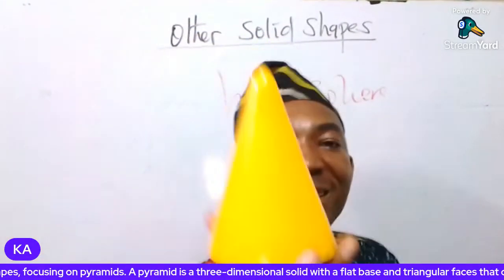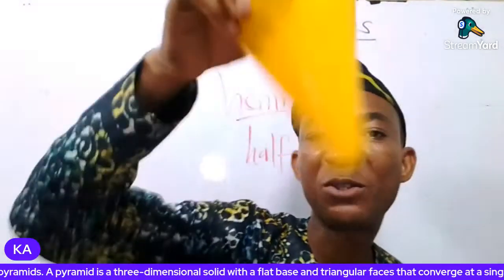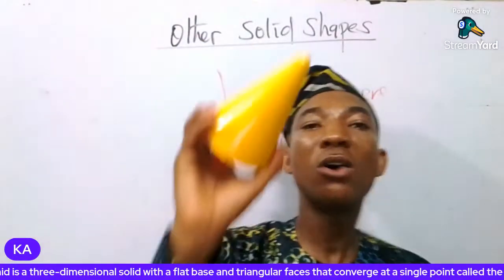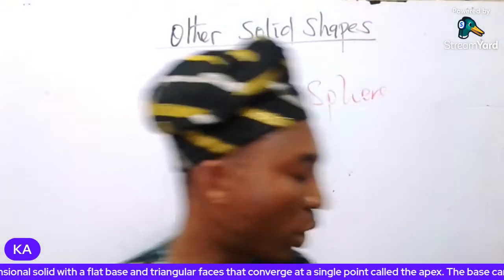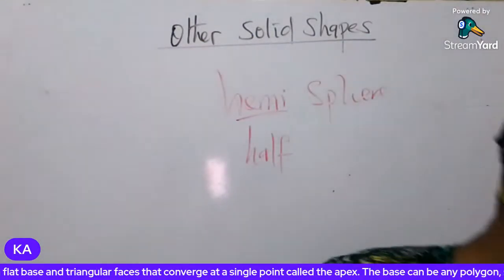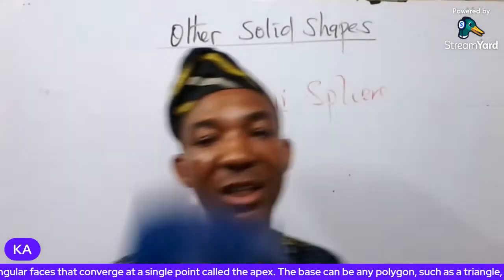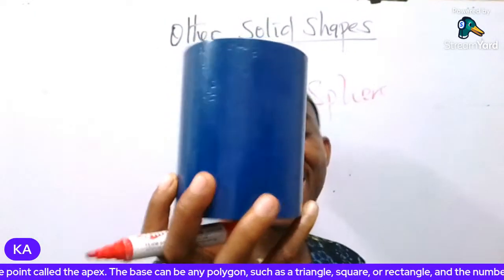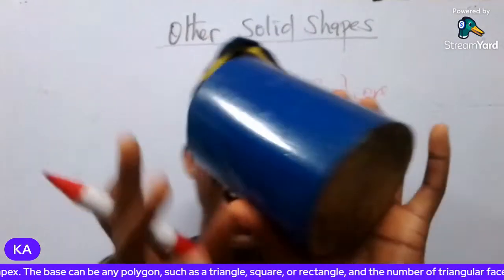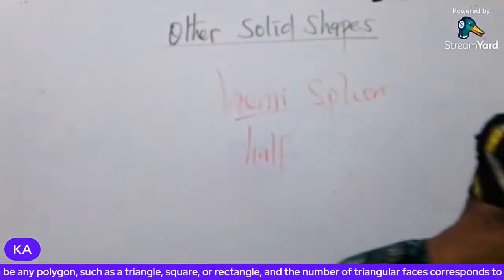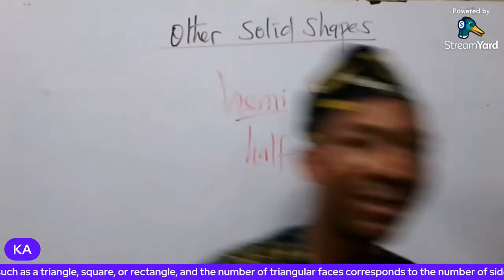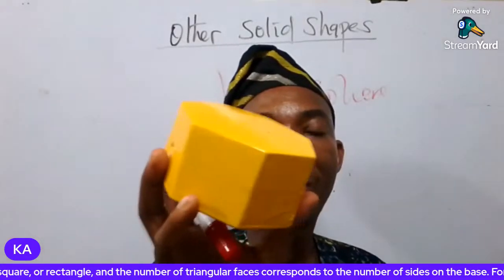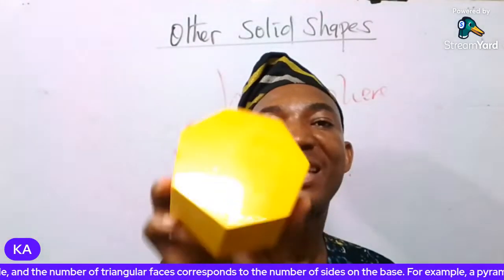So, ladies and gentlemen, wonderful students, these are all solid shapes. I'm going to quickly run you through all the solid shapes again. Can you tell me this? Great. This is a cylinder. That's good of you. What about this?